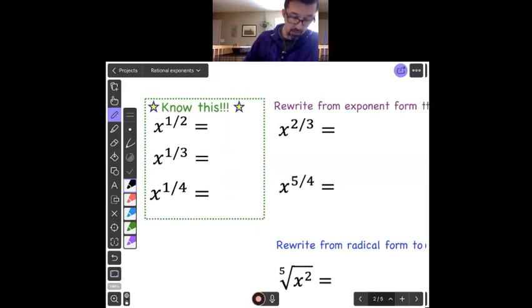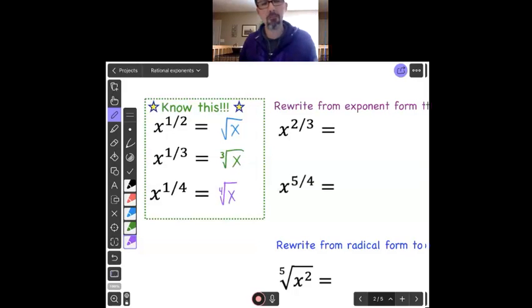So what does it mean? Mason, you're right. Aiden, you're right. It's just a square root. X to the 1/2 is the square root of x. So x to the 1/2 means the square root of x. X to the 1/3, in a very similar way, means the cube root of x. And again, x to the 1/4 means the 4th root of x. So that is the definition of those terms.